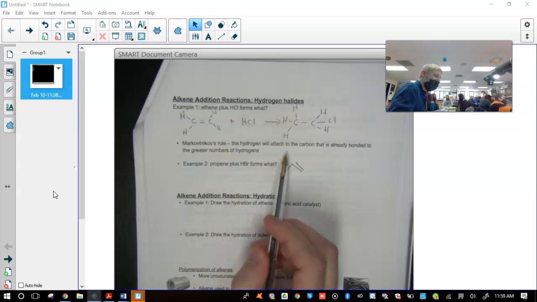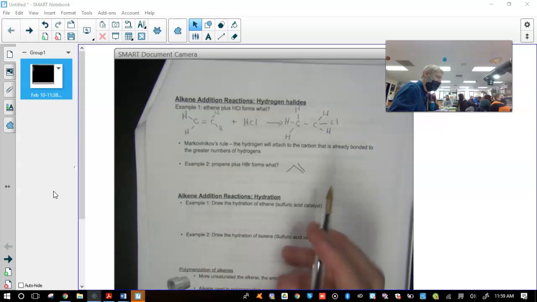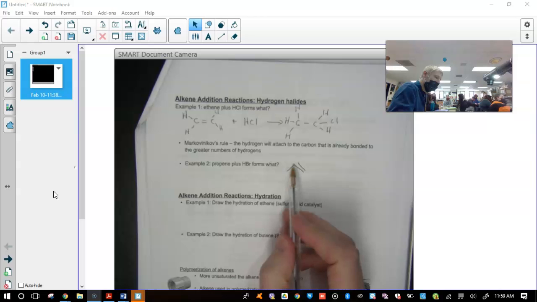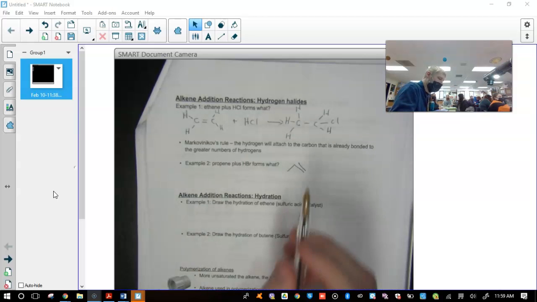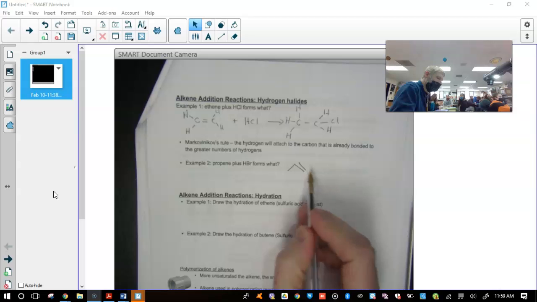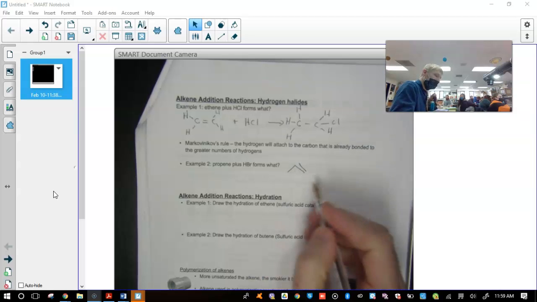Markovnikov's rule says that a hydrogen will attach to the carbon that is already bonded to the greater number of hydrogens. So we've got to think about which carbon. No, we forget about that one. We're looking just at the double bond. Which one is bonded to the greater number of hydrogens? Is it this one that's bonded to 2 hydrogens or this one that's bonded to 1 hydrogen? It's the one that's bonded to 2.